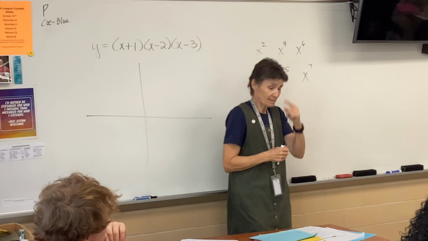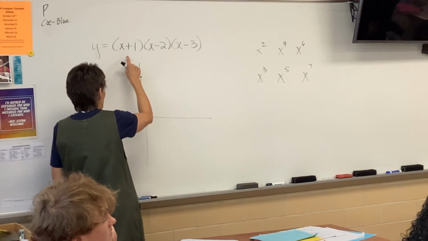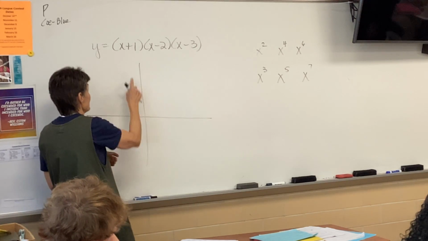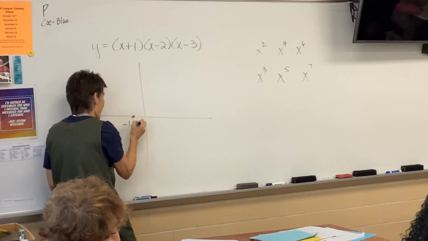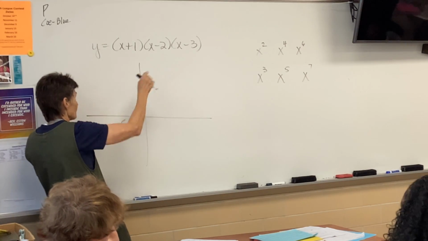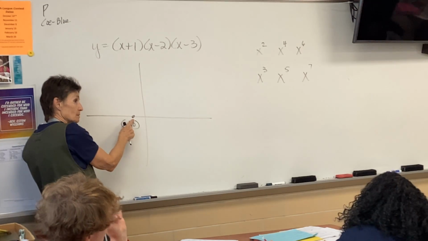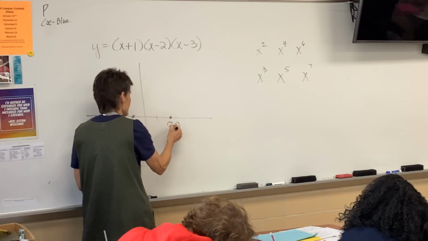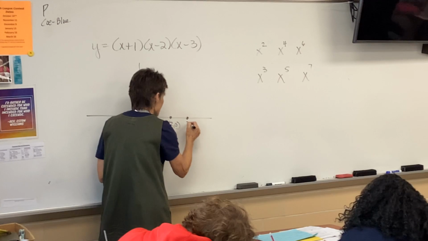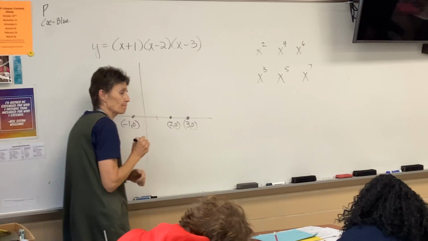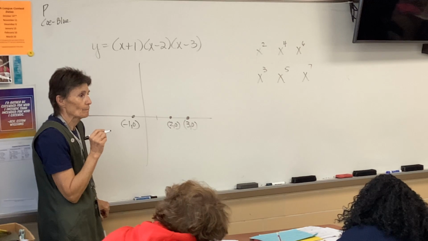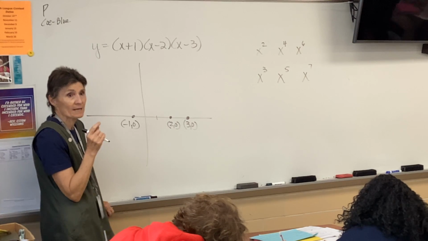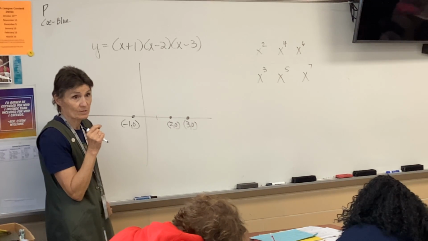Okay? Next thing we gotta remember is these factors tell me my x-intercepts or my zeros. So without doing anything else, I can tell you that this thing has an x-intercept at -1, another one at 2, and another one at 3. All right, so where did those dots come from? They came right from the factors.